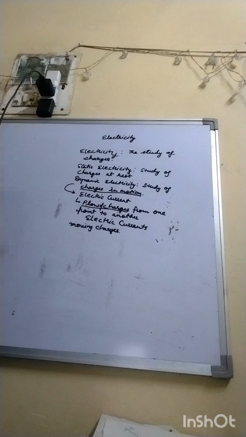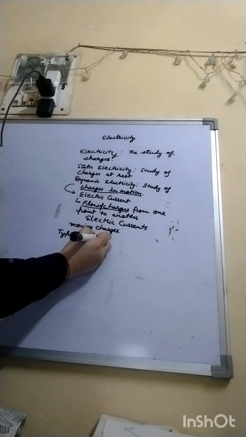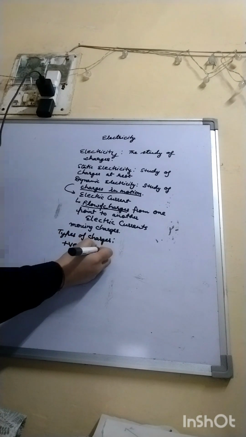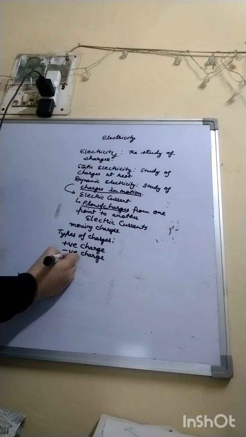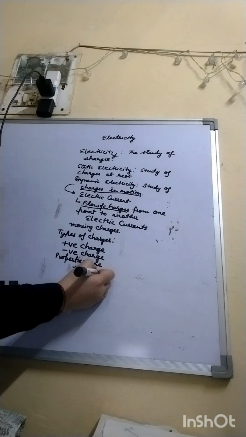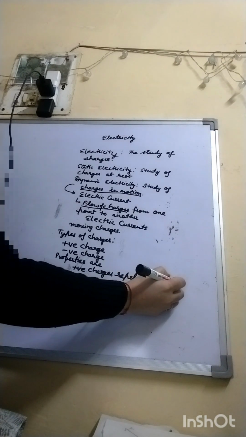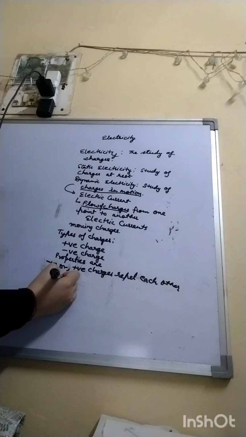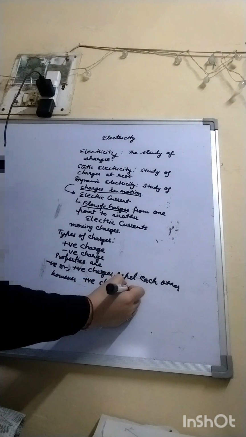Now before we move further, let's define how many types of charges there are. One is positive charge and another is negative charge. Their properties are: positive charges repel each other. Positive or negative charges repel each other. However, positive charge attracts negative charge.